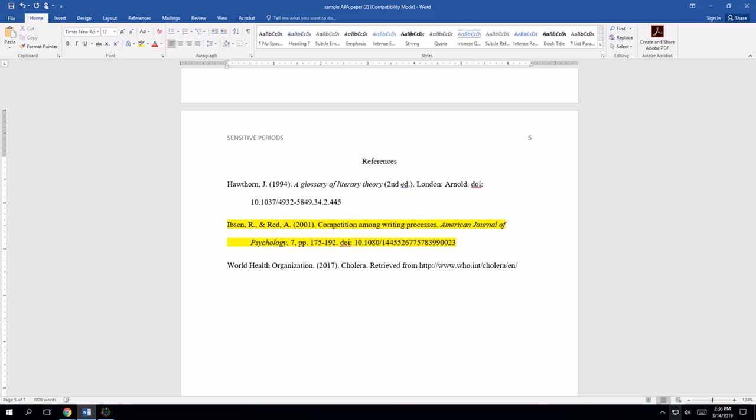Then we've got the title of the article. Again, it's only the very first word that gets capitalized. That will be followed by a period. And then we'll list the name of the journal in which we found the article, and that will be in italics. That will be followed by a comma. Then we list the volume number, the page number, and then the DOI.